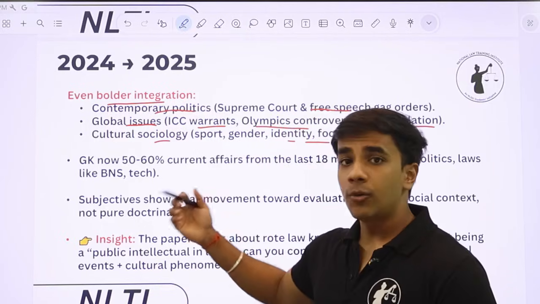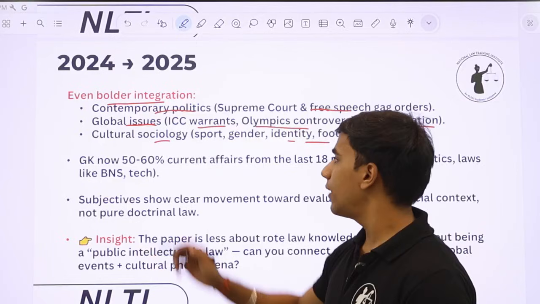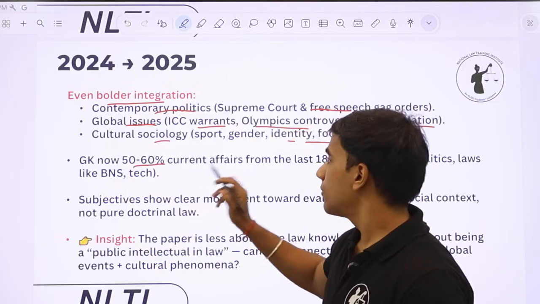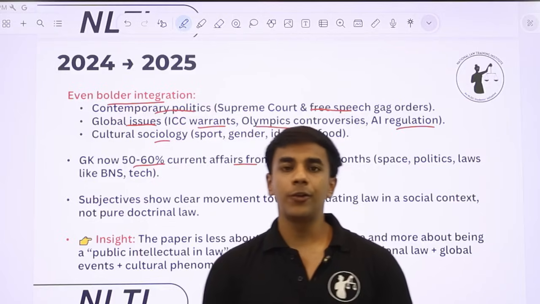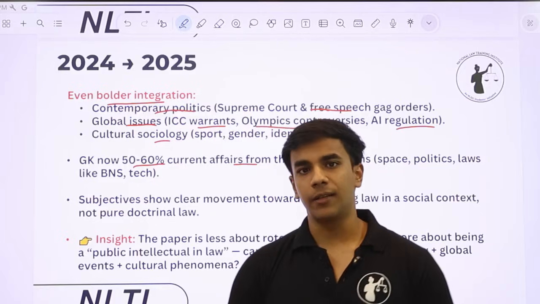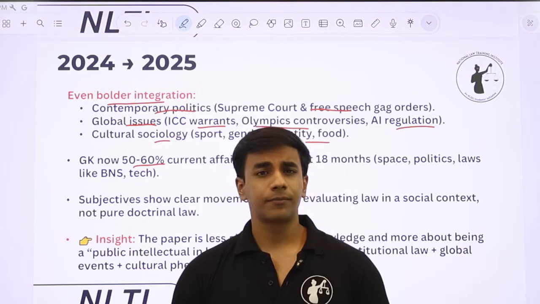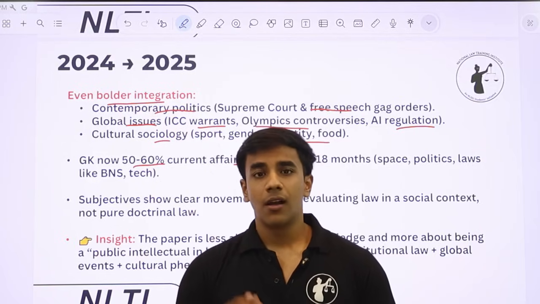Now what happened again in 24-25, from the paper of NLSAT 24 to 25, is that GK now is 50 to 60% current affairs from the last 18 months. तो NLSAT 22-23 में क्या हुआ था कि static GK भी काफी हद तक आई थी, but NLSAT 25 में एक तो number of GK questions increased exponentially.